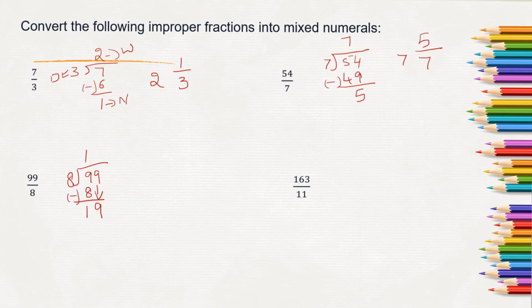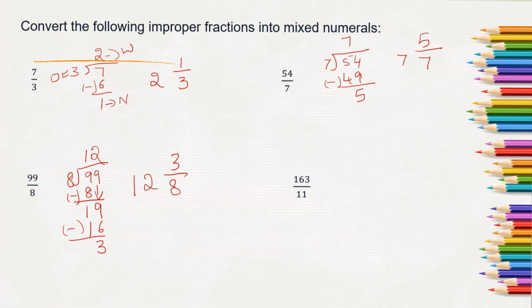8 twos are 16. 19 minus 16 will be 3. So here the whole number is 12 and the numerator is 3 and the denominator is 8. So here 99 by 8 as a mixed number is 12, 3 by 8.